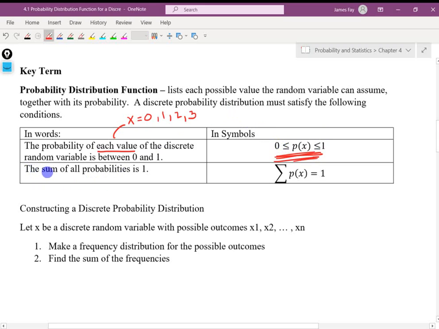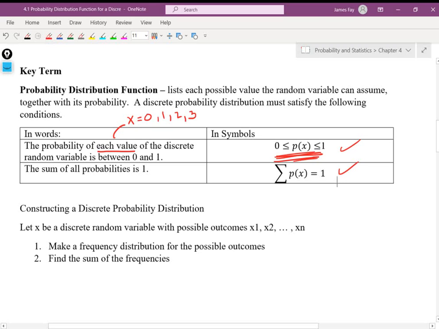The other criteria is that the sum of all probabilities is 1, and that's something that we've known for a while, right? Some of your questions in your homework will give you a probability distribution table and ask, "Is this a valid probability distribution table?" Well, you need to go through each p of x that they give you and make sure that they are all between 0 and 1. Check that off. Then you add them all up, and if they sum to 1, then you're good, and you have a probability distribution function. If one of those is violated, then you do not have a probability distribution function.